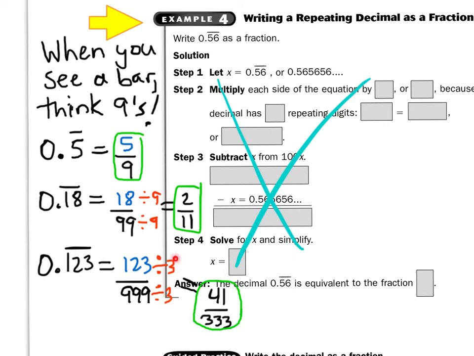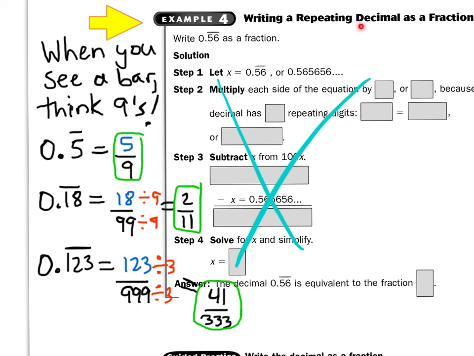And remember, if you don't remember if 3 goes into the numbers, add them up. 1 plus 2 plus 3 makes 6, and 3 would go into 6. And of course, 9 plus 9 plus 9 makes 27, and 3 would go into 27. So 3 goes into both of those. And we would get 41 over 333.